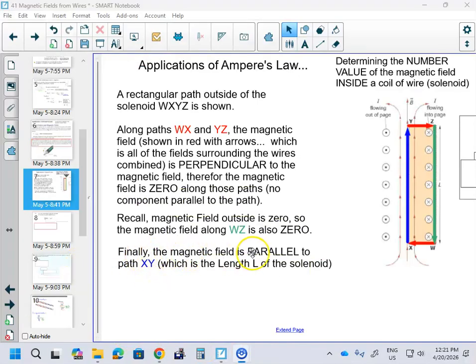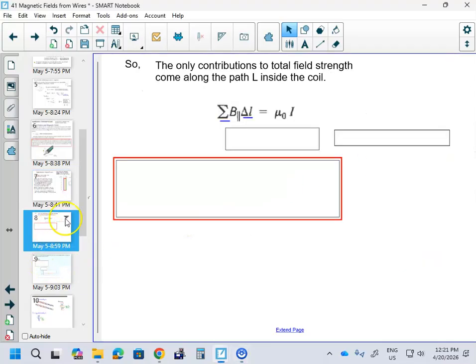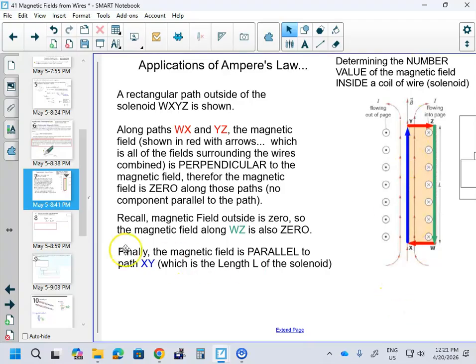I think the magnetic field line in this region is parallel to the path length, right? So it counts basically. You add that up, and so only the contributions for the total field strength come from that path, which is L, because this thing is L long, if you will.